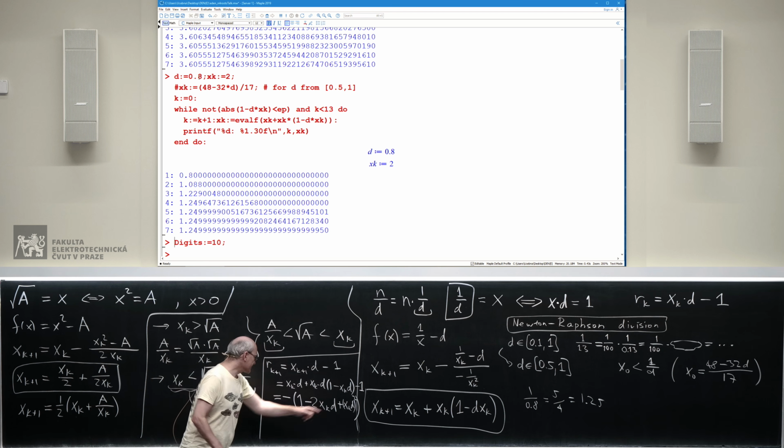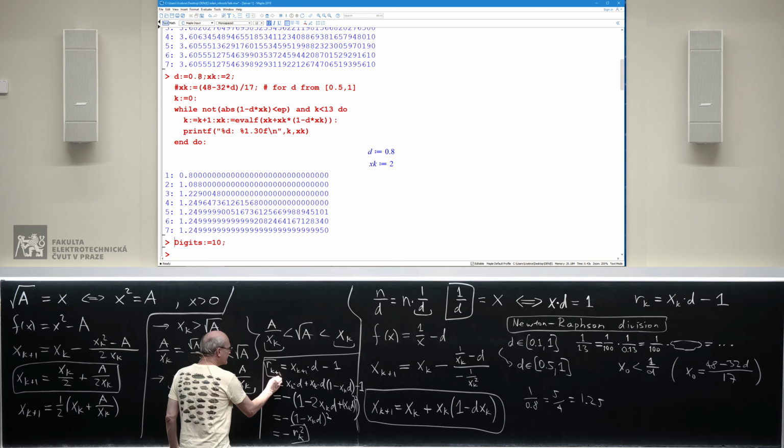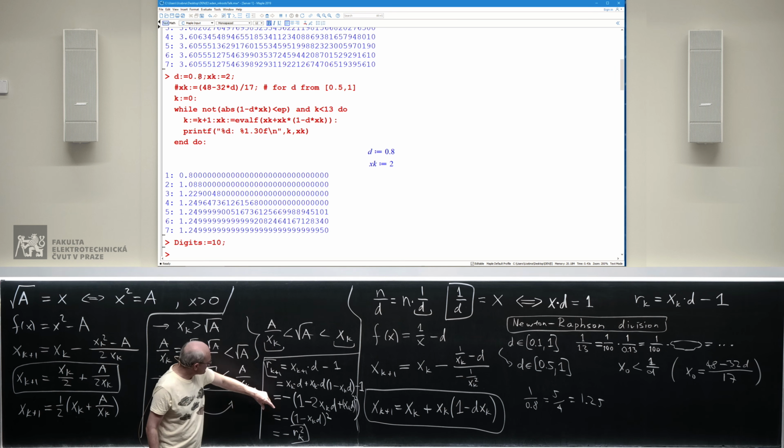Okay, and now I look at it and I say, wait a second. I remember this formula. This is (1 minus x_k d) all squared. Really? Let's work it backwards. 1 squared fits. 2 times this, yeah, it fits. This squared, it fits. But this is nothing else but minus r_k squared. Now we are really interested in the absolute value. So if you use the absolute value, the magnitude of this residual, we get that the residual disappears at a quadratic rate, which is very nice.